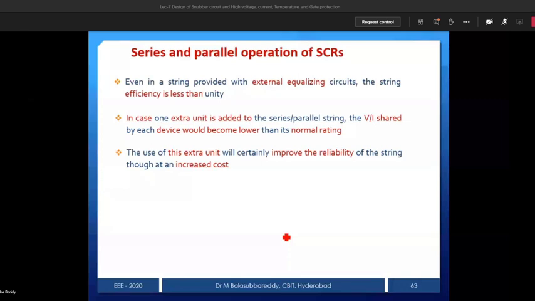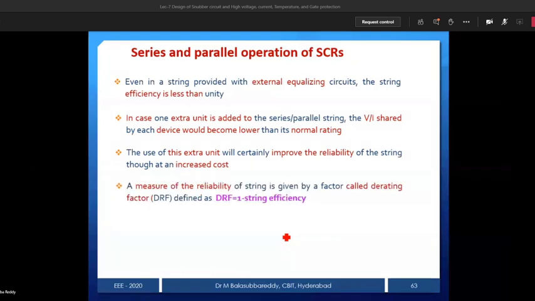So to overcome that, you can use a dynamic equalizing circuit. So you can get equalizing of the current and voltage sharing.